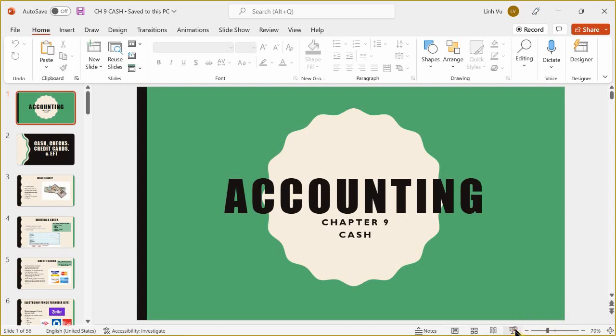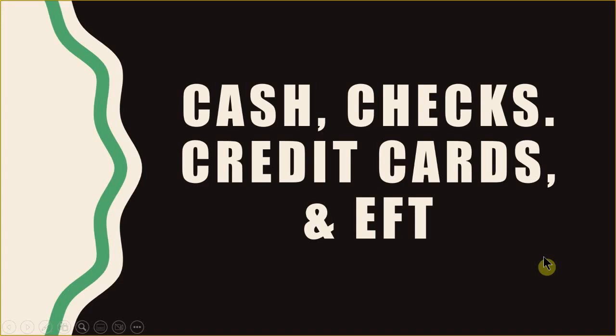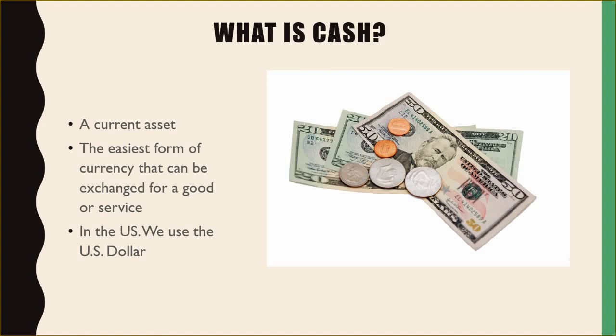Okay, so cash. Cash, credit card, checks, and EFTs. It's a form of payment, but it's also for us to pay for things, buy things, but it's also a way that we receive money as well, okay? Because we can also have these options to receive money from our customers, okay? So, of course, we're going to talk about all four of them.